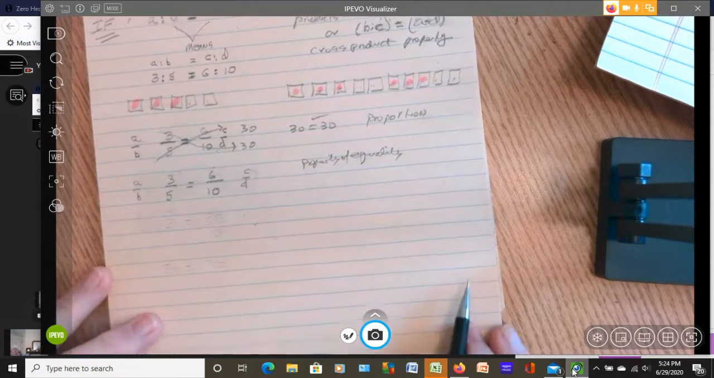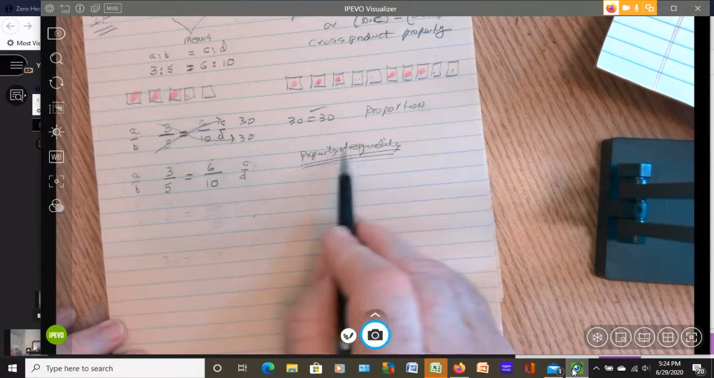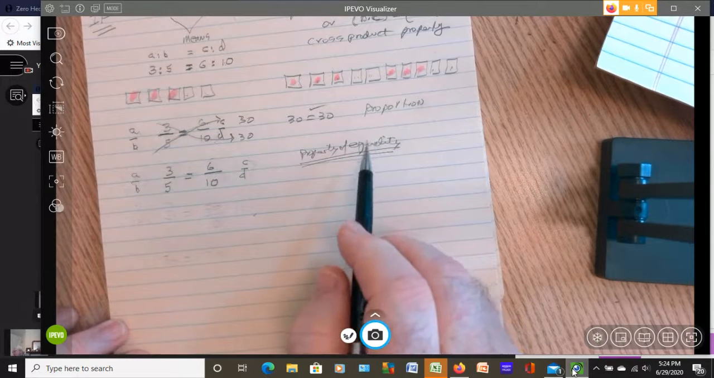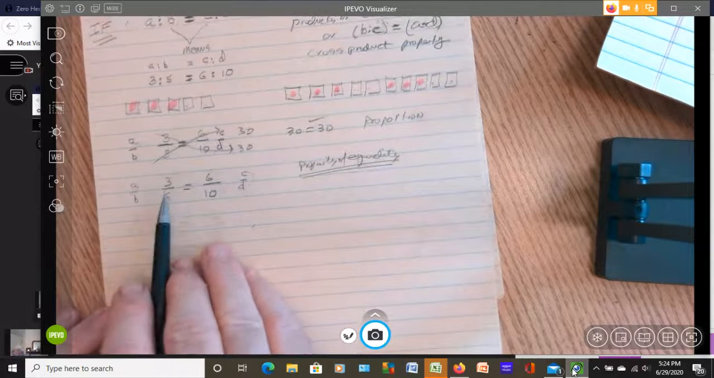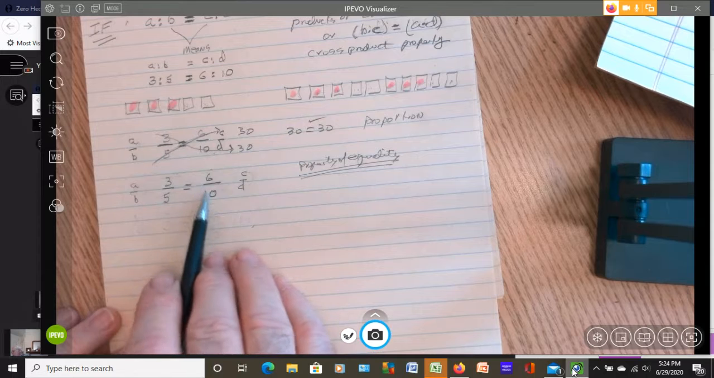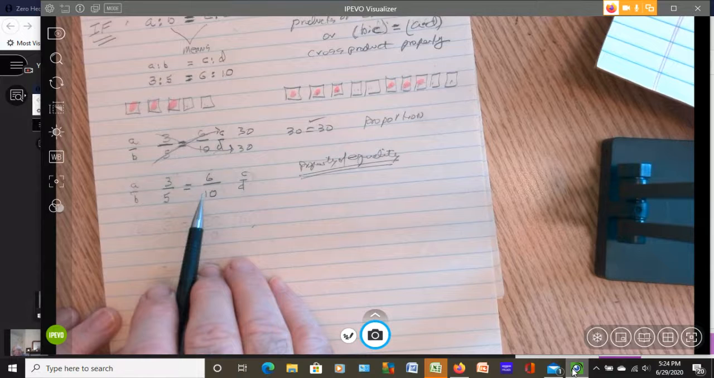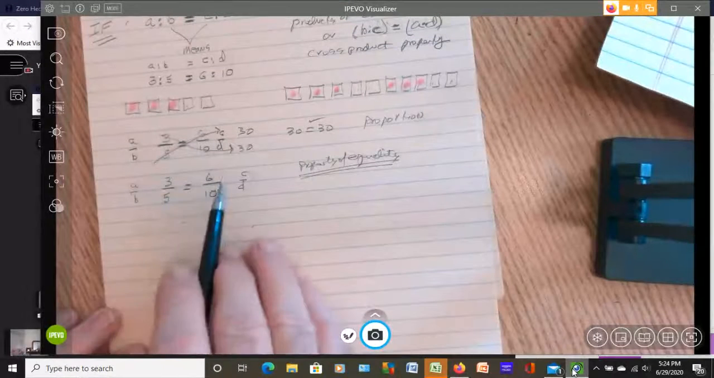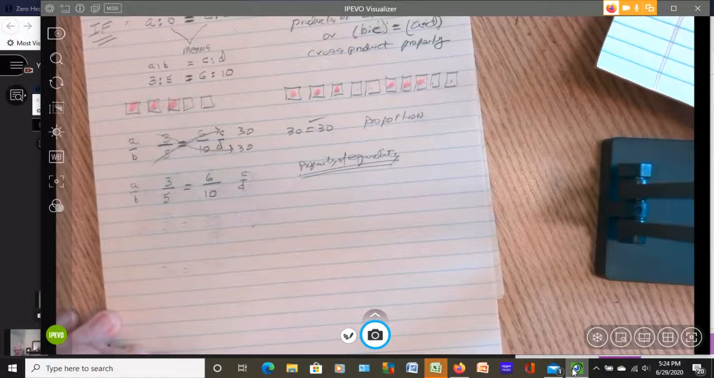And, okay, you say, well, where are you going with this now? Now, I want to use the property of equality, which is nothing more than taking an equation. You say, well, what equation? This equation: 3/5 equals 6/10. And I'm going to use the property of equality, which says if I do an action on one side of these equal marks, I must do an equivalent action on the other side.